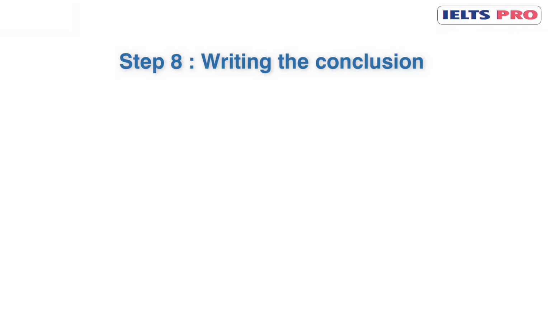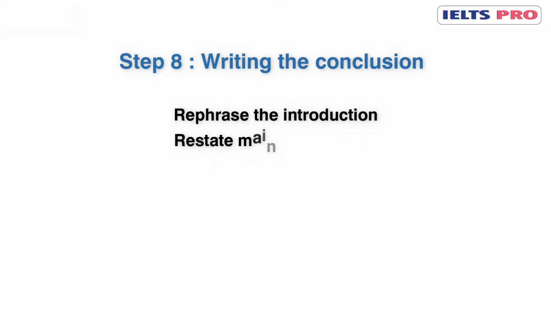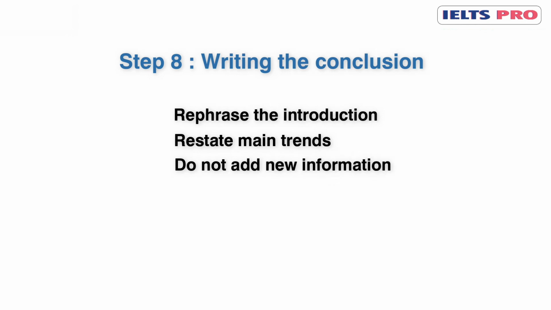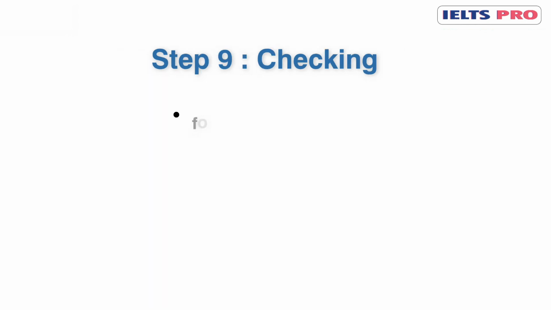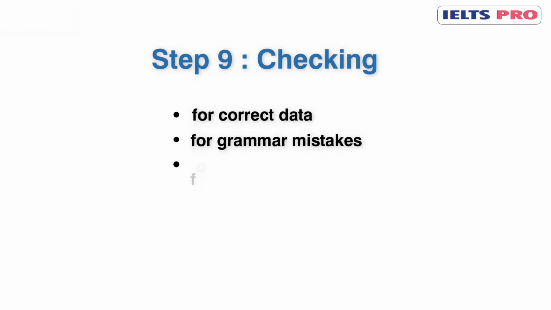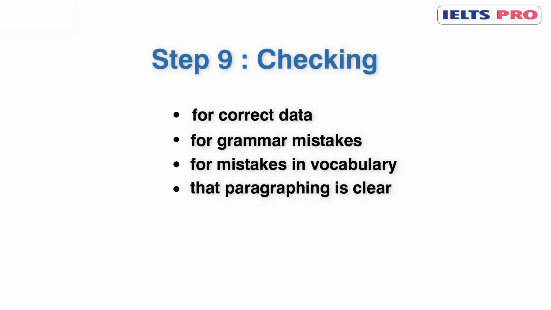Step 8. Writing the conclusion. Rephrase the introduction. Restate main trends. Do not add new information. Step 9. Checking. For correct data. For grammar mistakes. For mistakes in vocabulary. That paragraphing is clear. To summarize.